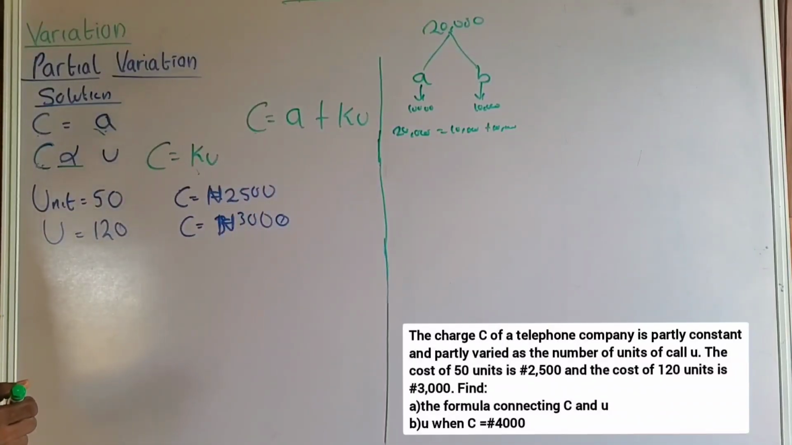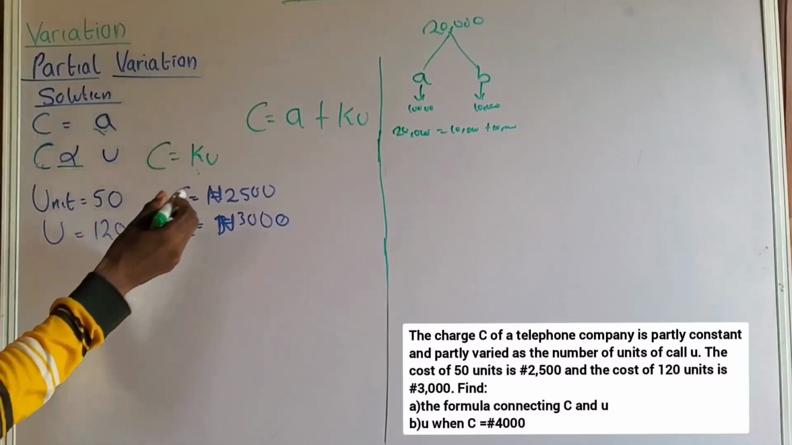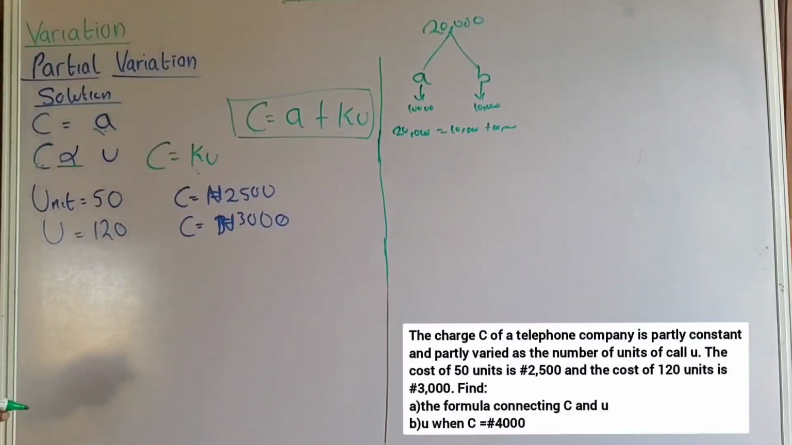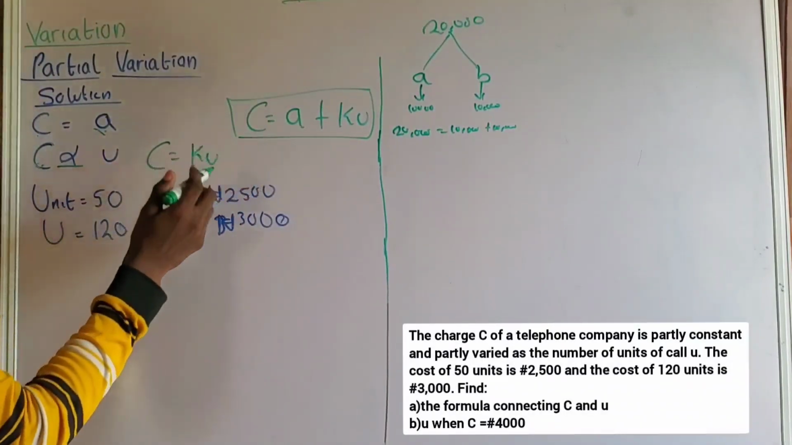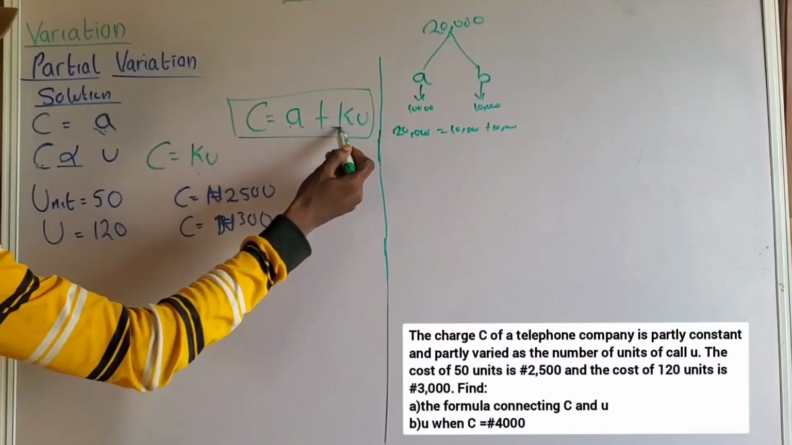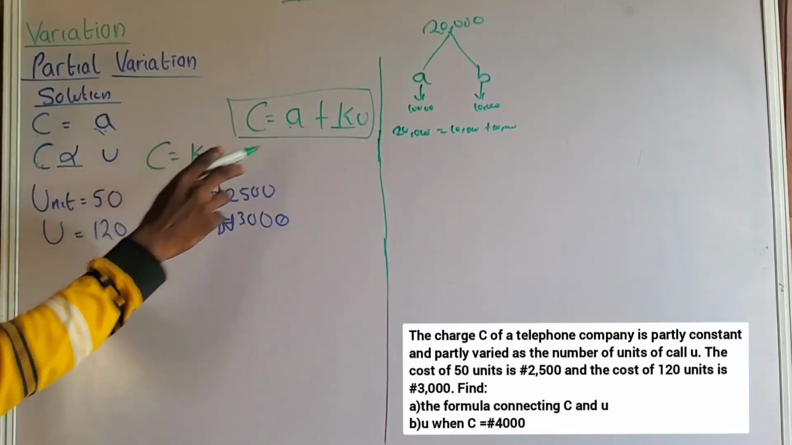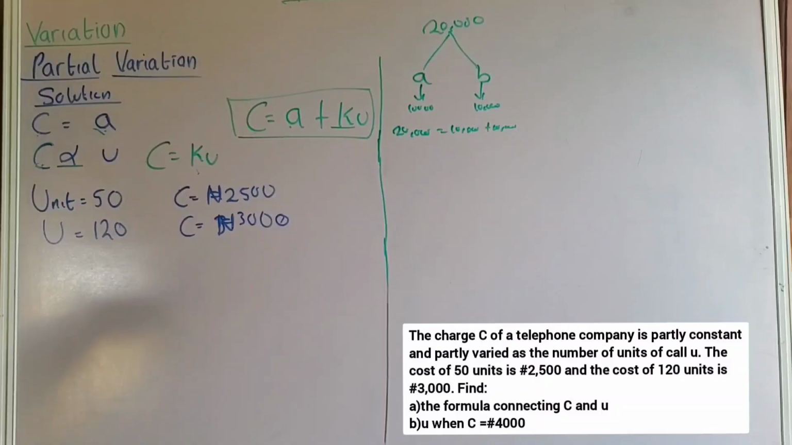Do you understand? Okay. Now, this equation that you see here is what we are going to use to find the value of the constant and the proportionality constant. Are you getting what I'm trying to say? We need the values of A and K before we can find the formula connecting C and U.